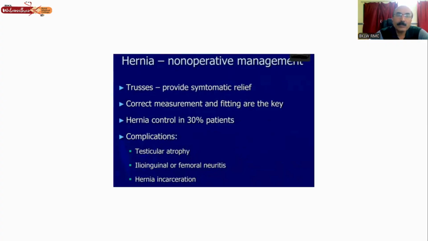So if you want to take a non-operative management in these elderly frail patients, what can you advise them to use? You can use trusses, etc. The complications of the truss will be slow testicular atrophy, ilioinguinal or femoral neuritis, and hernia incarceration.